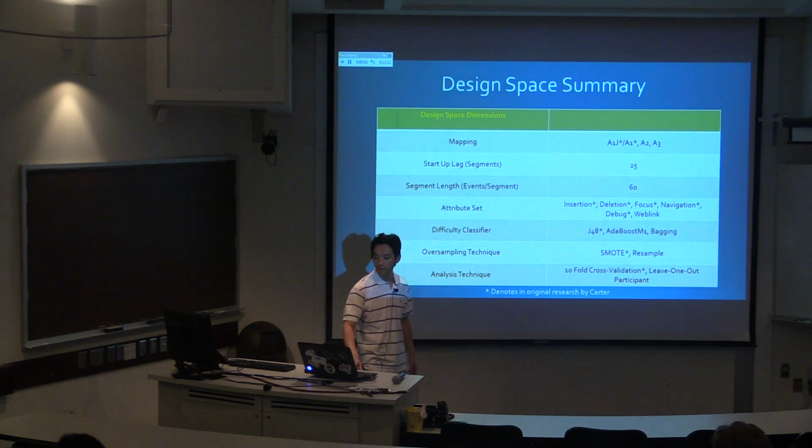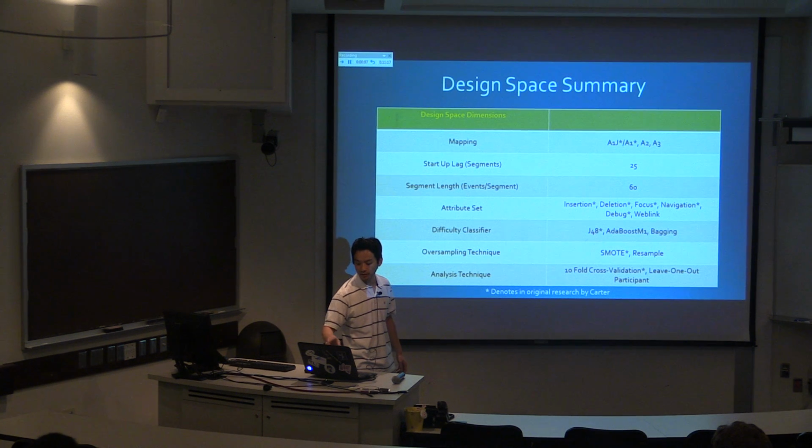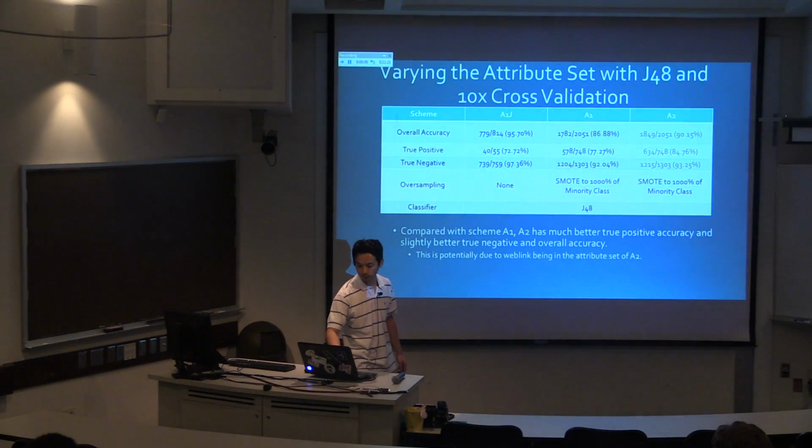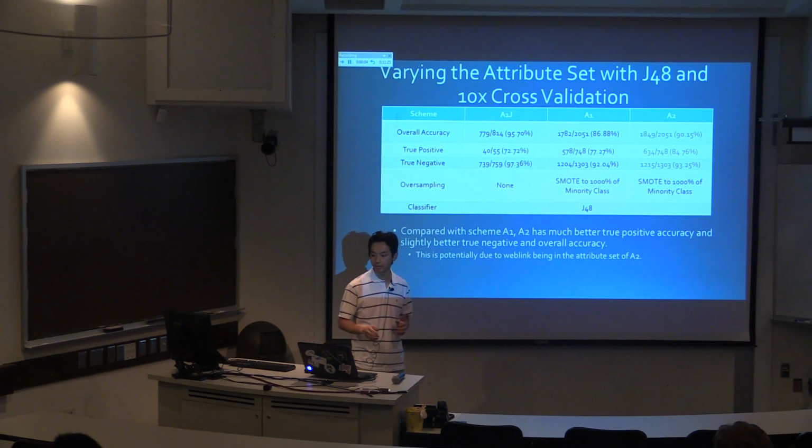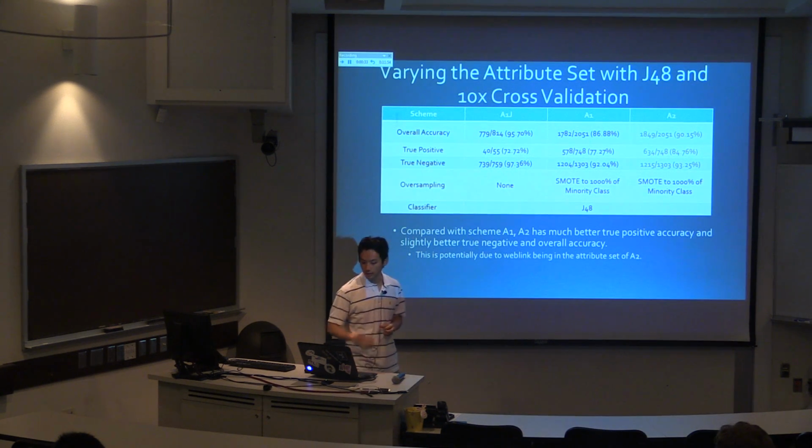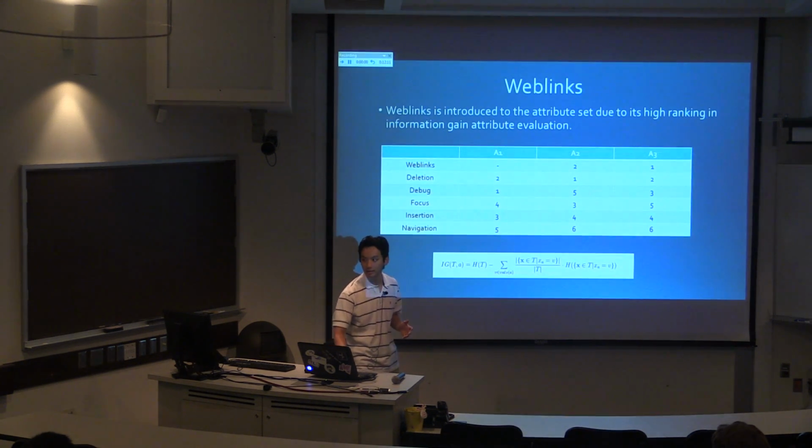And here's a summary of all the different features and the dimensions. The stars are the ones that were in the original research. So the original research was pretty good, but after testing A2 with cross-validation, there is a general improvement all across the board. A2 has 90% overall accuracy compared to A1, and it does a lot better on the true positive predictions. However, true negative is a little bit lower, and this potentially might be due to WebLink being introduced as an attribute in A2. So what we want to do is test whether WebLink is actually a great attribute, and it did end up being a really good attribute.